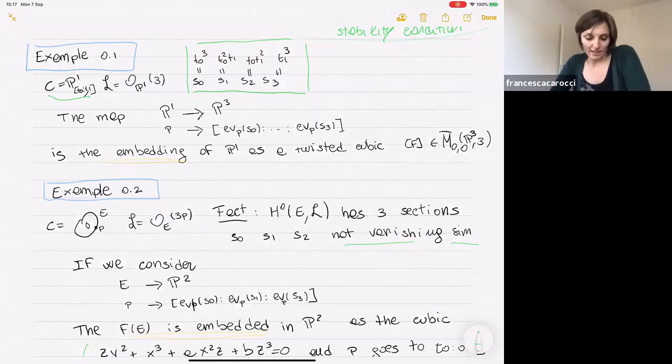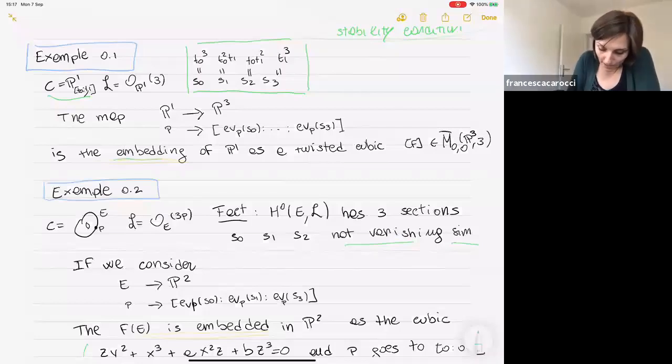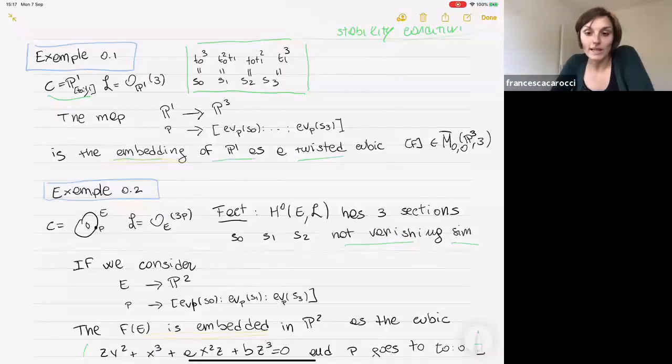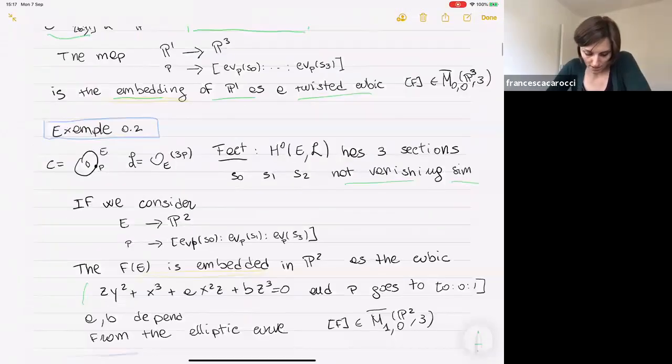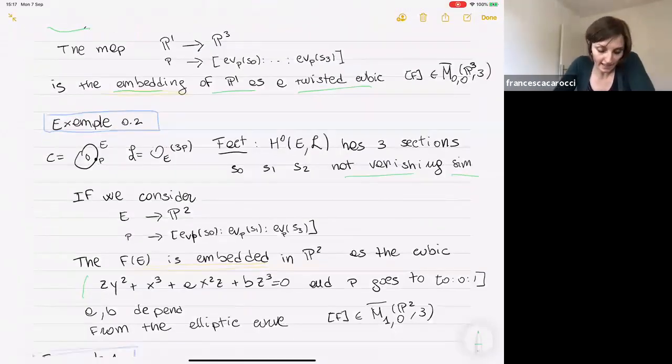Well, you can easily see that this is nothing but the embedding of P1 in P3 as a twisted cubic. And we will see that this is a point in M_{0,0}(P^3, 3). Okay, so this is a nice map, it's an embedding, and let's see another example of a nice map. Let's take our curve to be a smooth genus 1 curve, and let's choose a point on it, and let's take as line bundle O of 3 times this point.